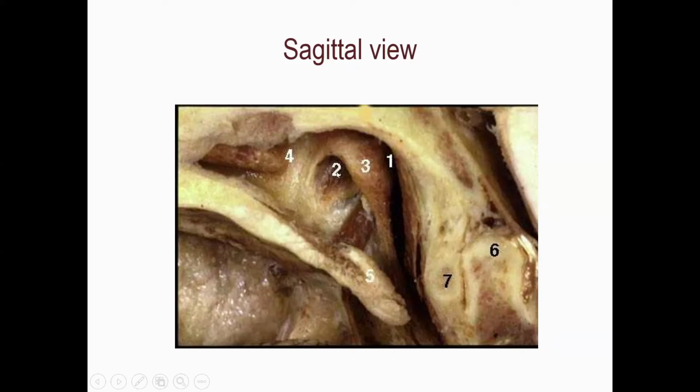Here you have the opening of the eustachian tube, the torus tubaris. This is the nasopharynx. It is continuous anteriorly with the nasal cavity, and it continues inferiorly as the oropharynx. This is the soft palate. When a tumor in the nasopharynx extends into the oropharynx, the patient can develop a hot potato voice.